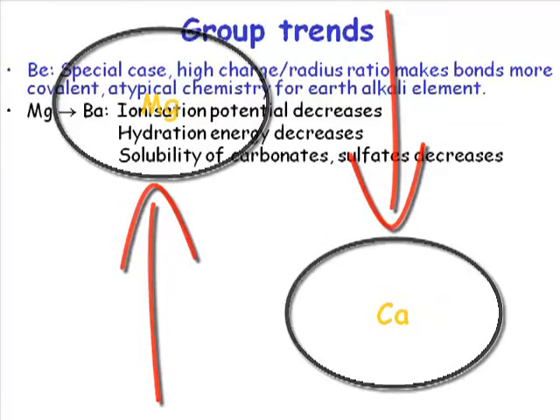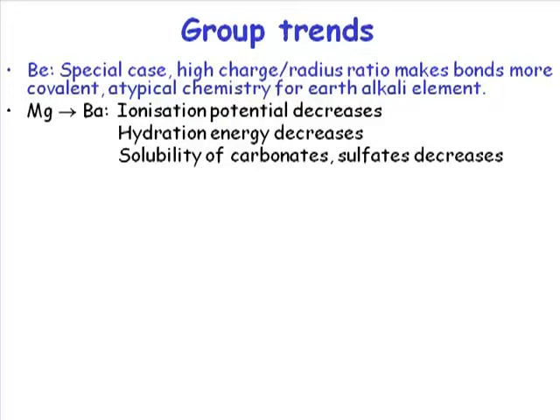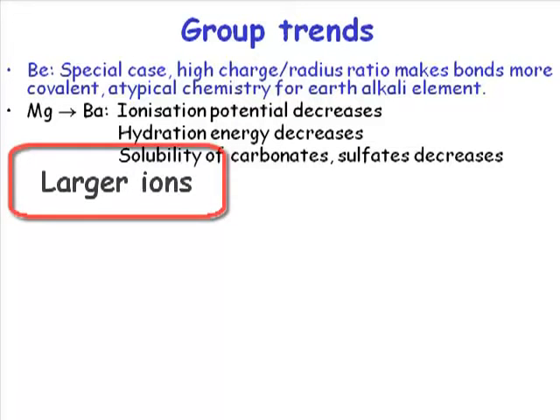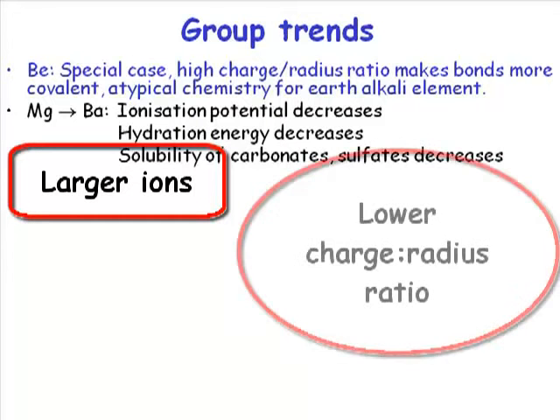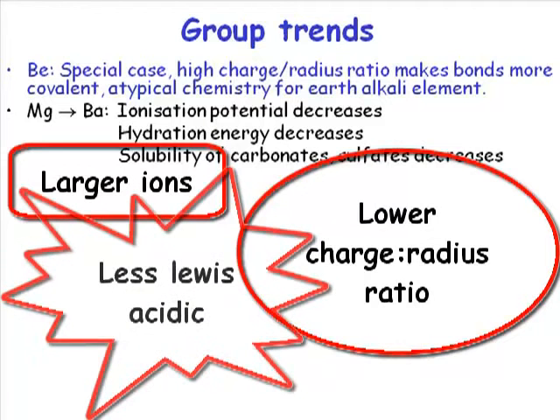Now, if we move to the more friendly group 2 metals, magnesium through to barium, of course what's happening there is the ionization potential is decreasing because we're moving further away from the nucleus. The hydration energy is decreasing. Why does the hydration energy decrease as you go down the group? Because they get bigger, and because they get bigger, they have a lower charge to radius ratio, which makes them less Lewis acidic, and they bind water molecules more weakly.